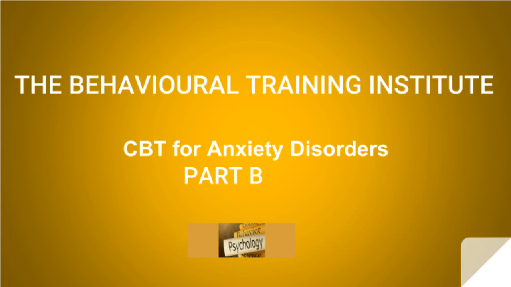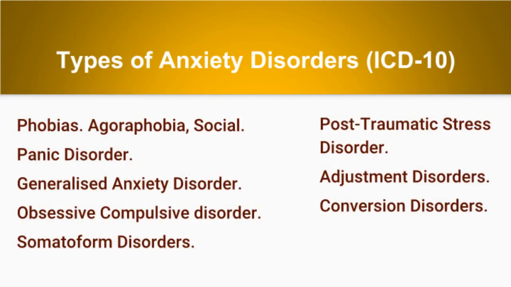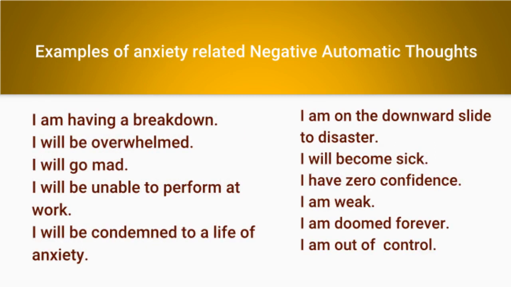CBT for anxiety disorders. Part B. Types of anxiety disorders. ICD-10. Phobias. Agoraphobia and social. Panic disorder. Generalized anxiety disorder. Obsessive-compulsive disorder. Somatoform disorders. Post-traumatic stress disorder. Adjustment disorders. Conversion disorders. Examples of anxiety-related negative automatic thoughts.